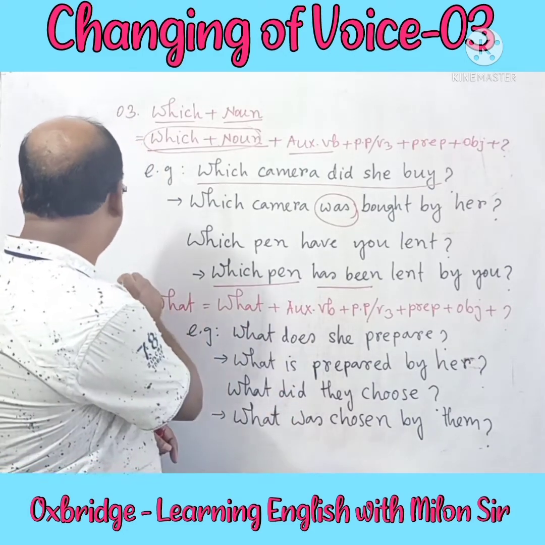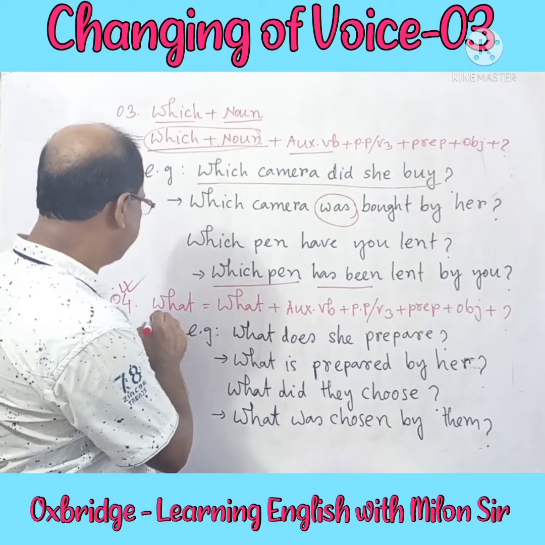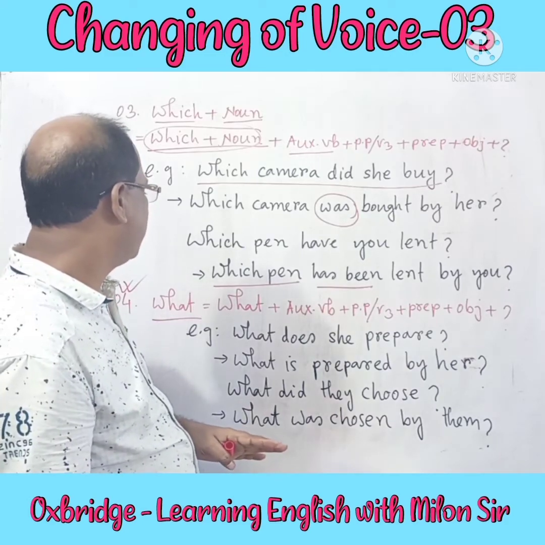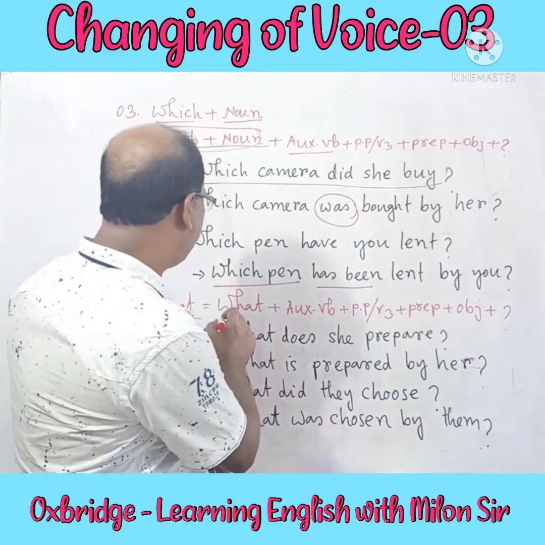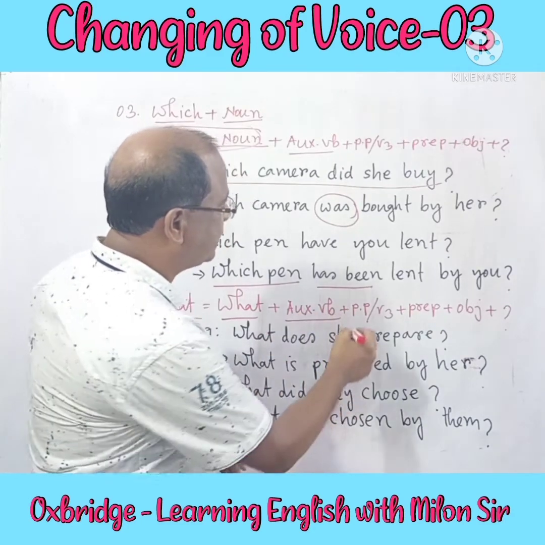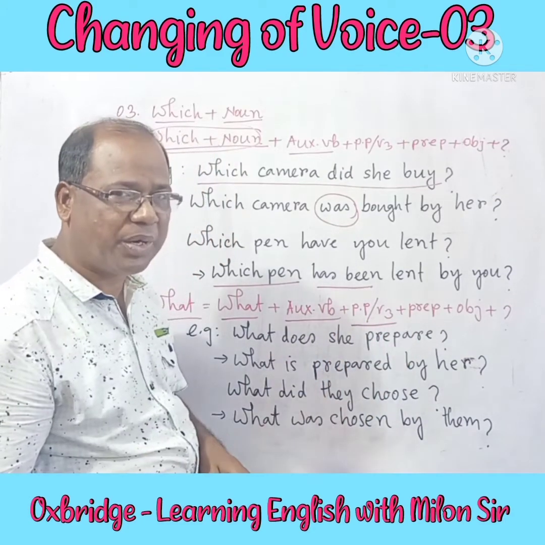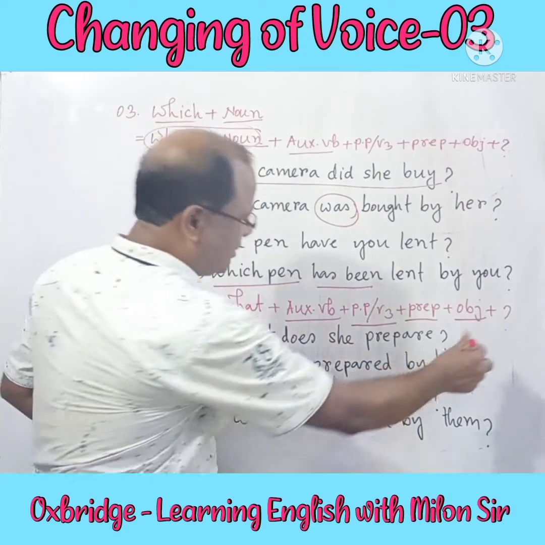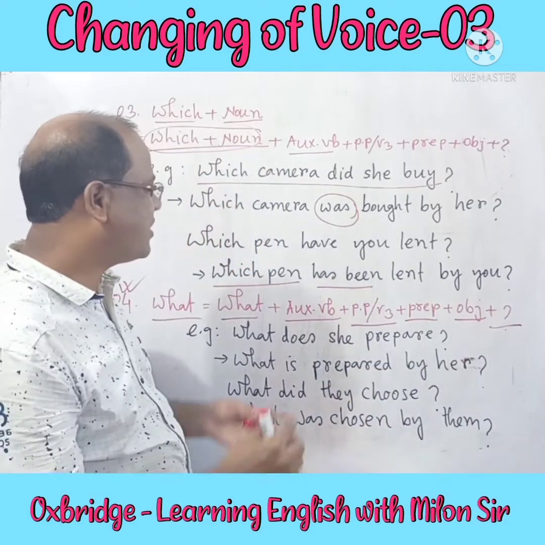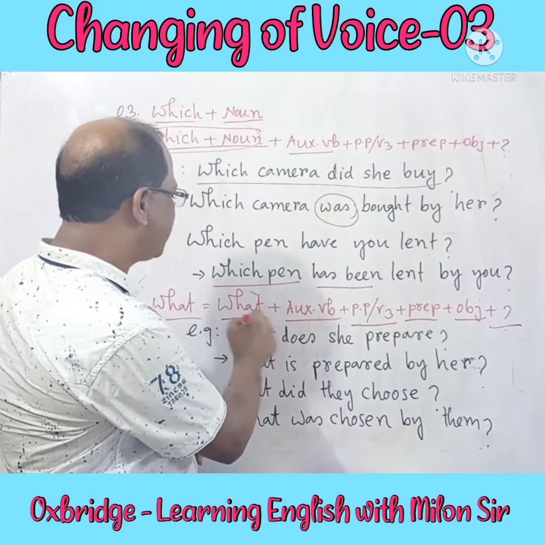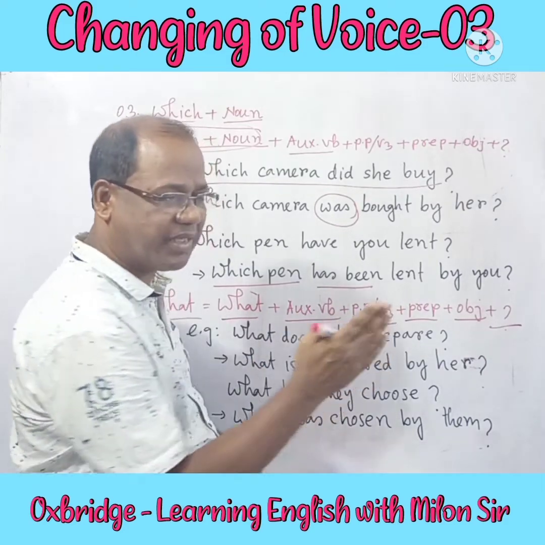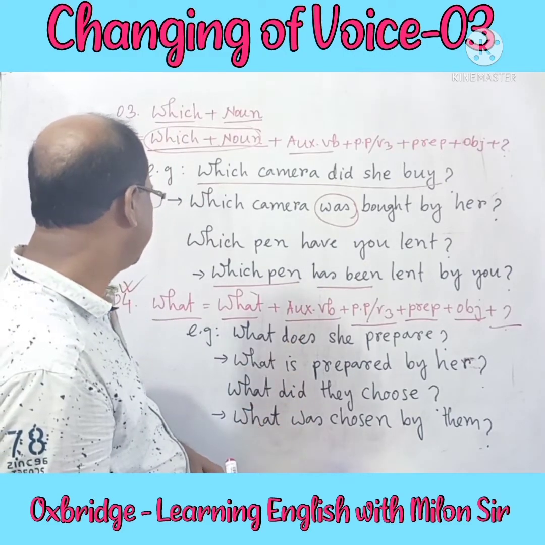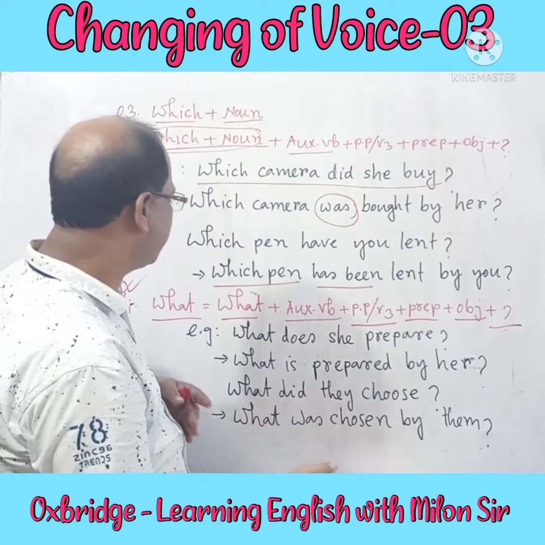Now let's go for the fourth one, that is what. And the structure for this: what, then auxiliary verb, then verb 3, that is the past participle form of the verb, then preposition, then object of the subject. And the last one, here we have a question mark. So mind it, the structure is what, then auxiliary verb, then past participle of the verb, then preposition, then object, then question mark.